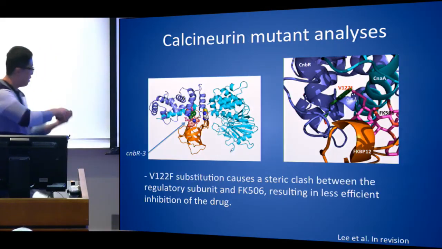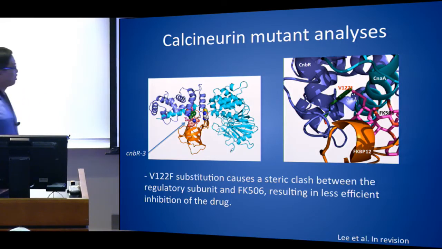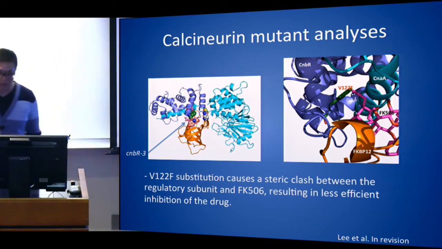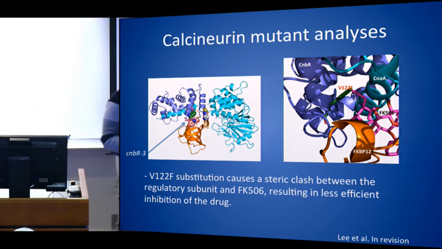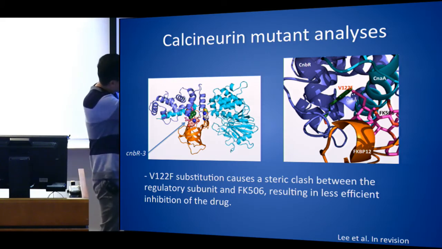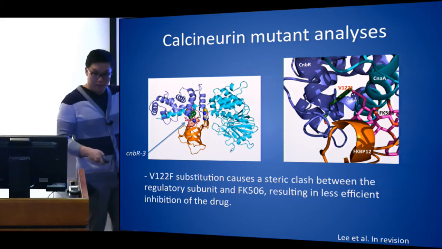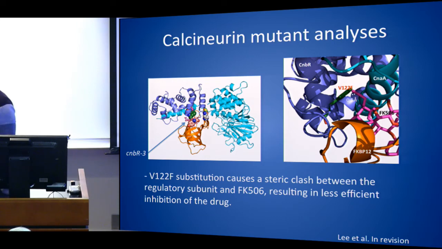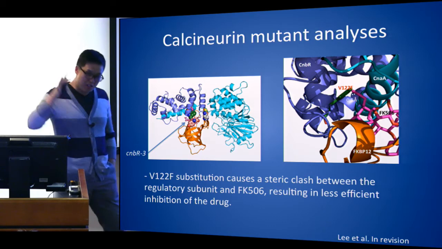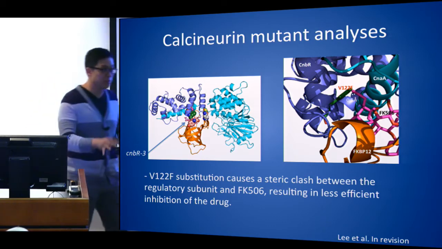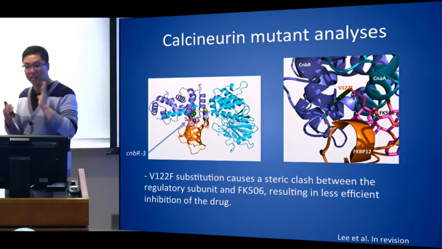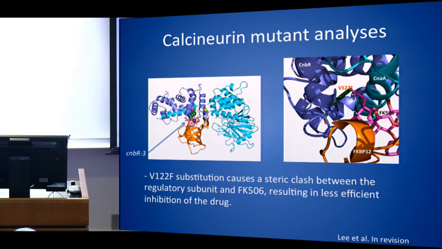For example, the CMBR-3 mutation alters valine to phenylalanine at the 122nd residue. Phenylalanine is larger than valine. So this is valine; phenylalanine will tilt toward the drug, which results in a closer distance between the drug and the calcineurin complex. This may cause a steric clash that may push out the drug or prevent the drug from coming into the complex. That may be the way this mutant becomes resistant to FK506.